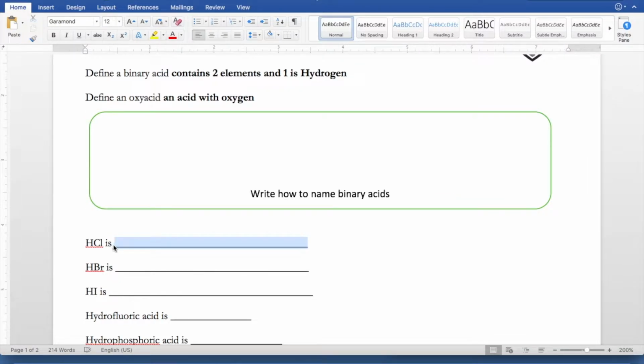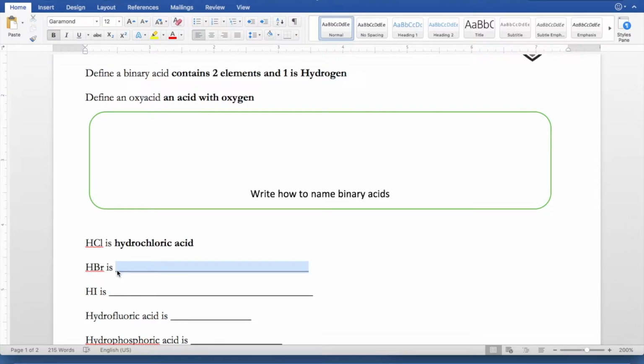Okay, so on HCl, I know that this is chlorine. So I'm going to take chlorine and make it its root. I'm going to add hydro to the front of it. Hydro, chlor, and then we add ic to the end and say acid. So totally, HCl is called hydrochloric acid.